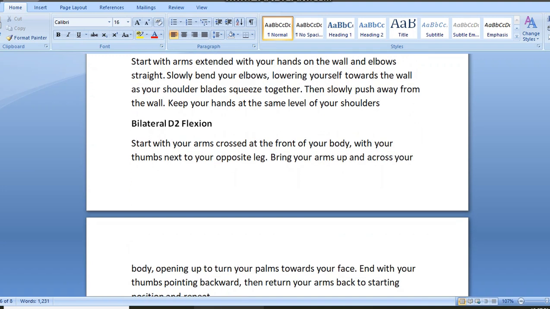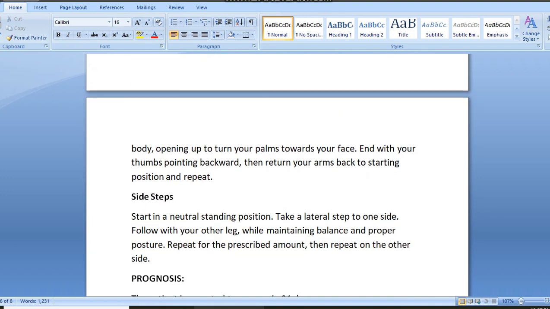Bilateral D2 flexion. Start with your arms crossed at the front of your body with your thumbs next to your opposite leg. Bring your arms up and across your body, opening up to turn your palms towards your face, and with your thumbs pointing backward, then return your arms back to starting position and repeat.